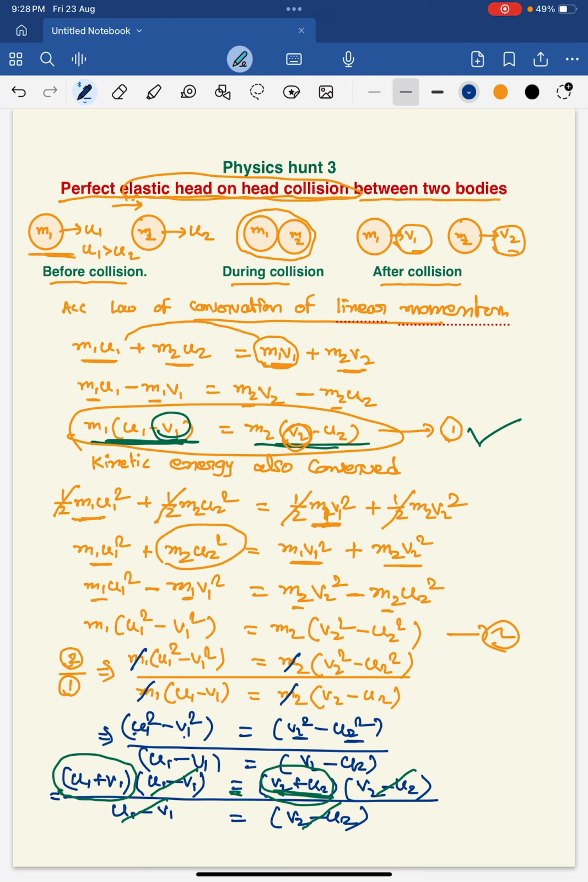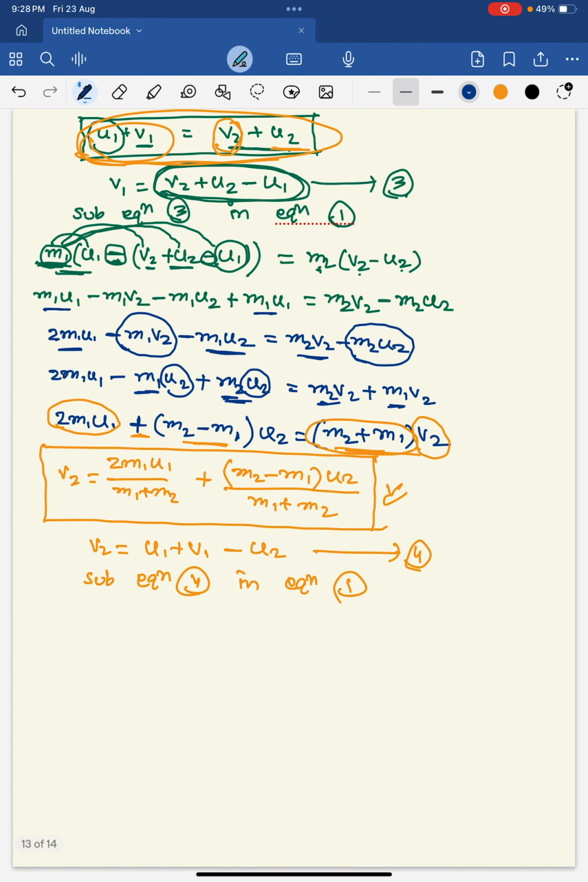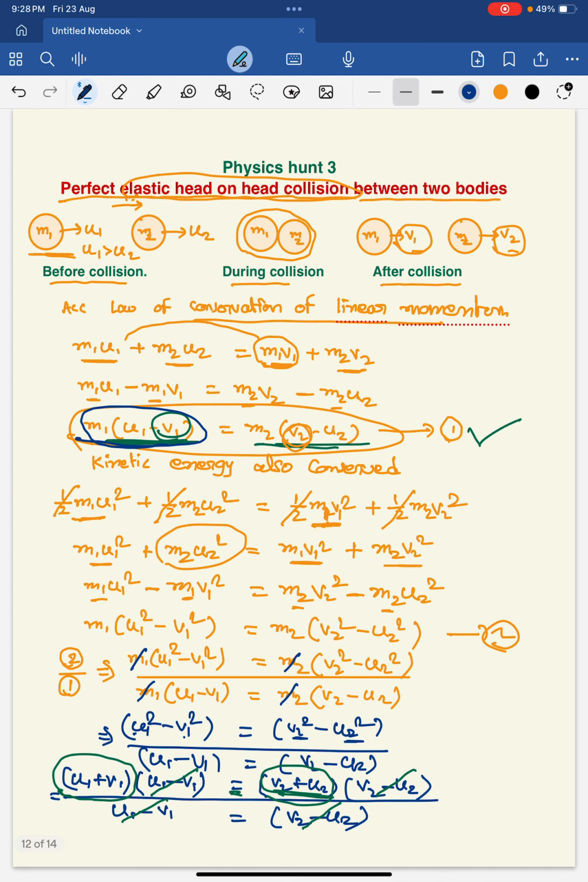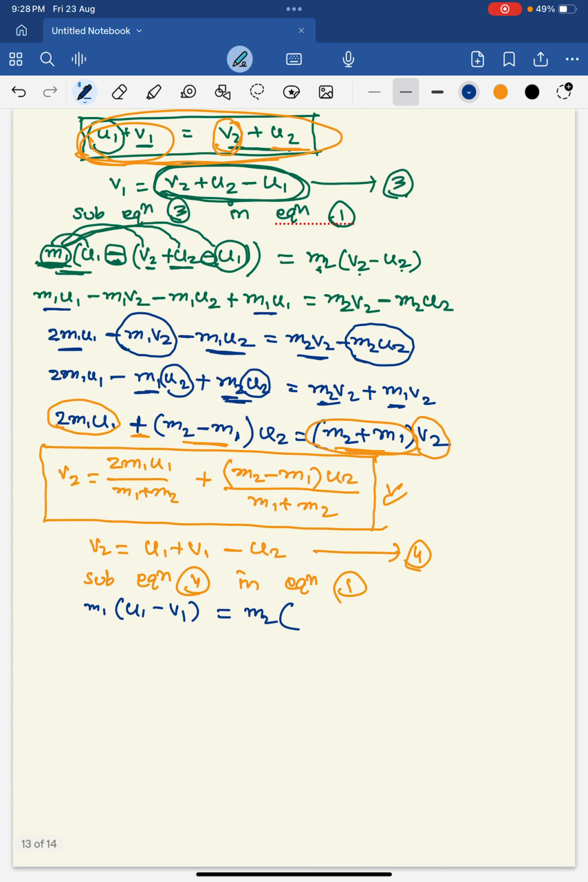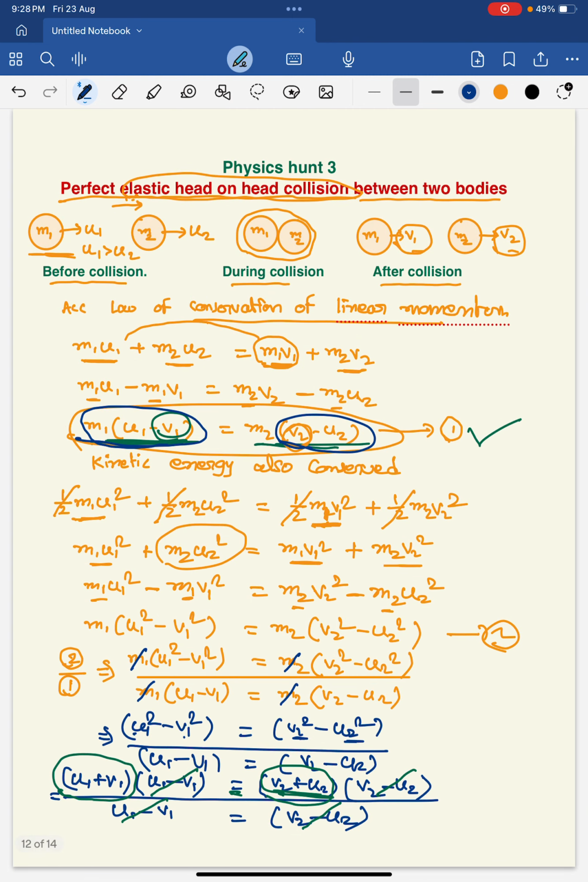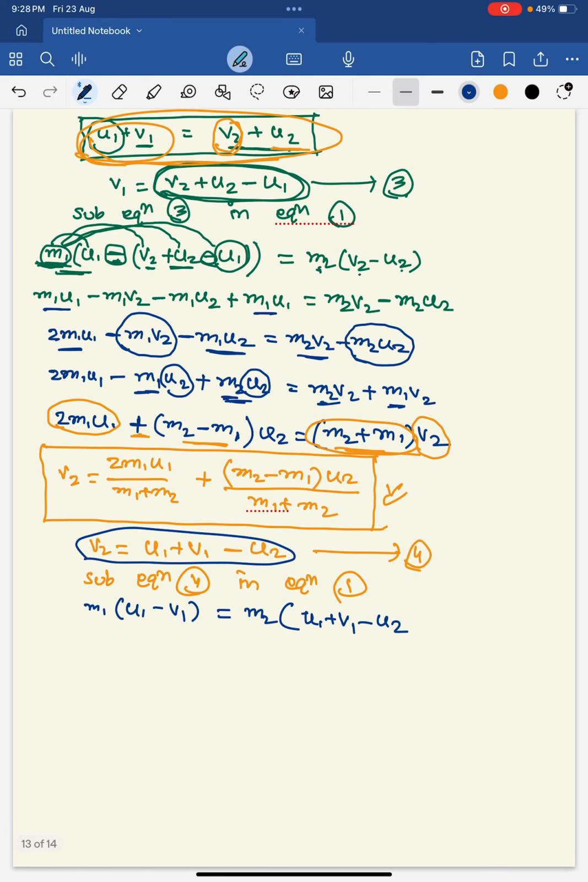Just a second. Yes, so first I am going to write the same expression there. M1 into U1 minus V1 is equal to M2 into V2 minus U2. So V2 formula is this one, right? So instead of V2, I am going to write this expression. So V2 means U1 plus V1 minus U2, minus U2.